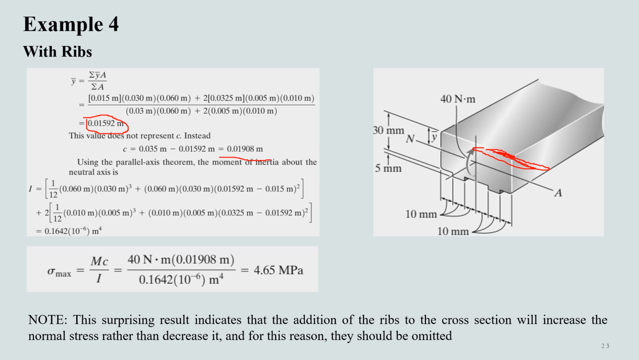0.01908 meter. Using the parallel axis theorem, the moment of inertia about the neutral axis is, again using the parallel axis theorem and this centroidal axis value, we can determine the moment of inertia for this whole cross section.